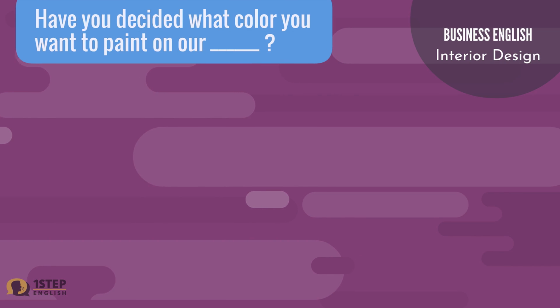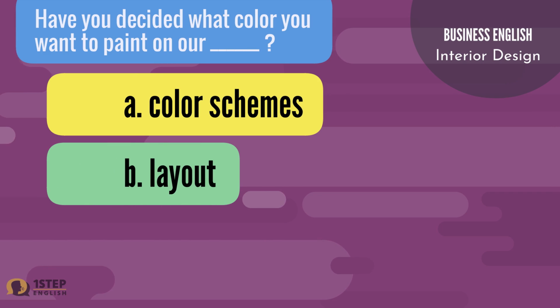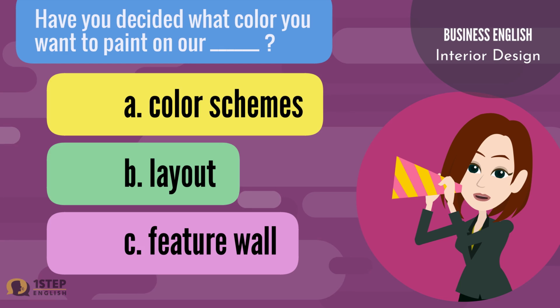Have you decided what color you want to paint on our blank? Letter A. Color schemes. Letter B. Layout. Letter C. Feature wall. The correct answer is letter C. Feature wall. Have you decided what color you want to paint on our feature wall?